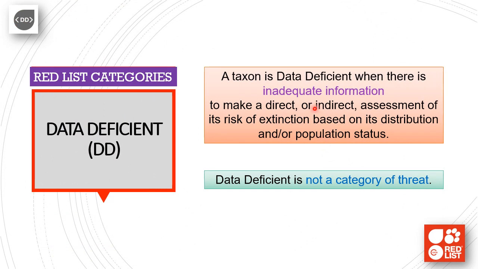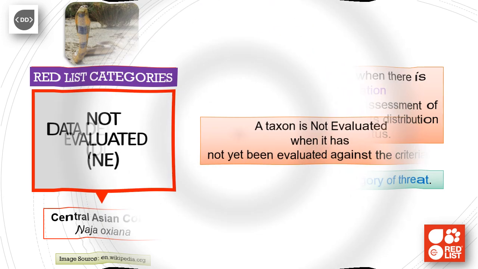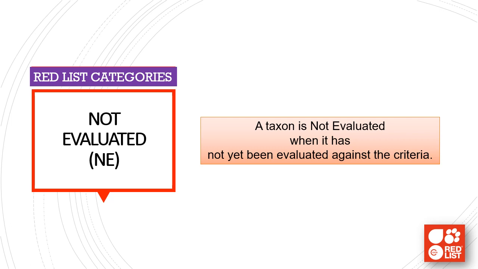Data deficient. A taxon is data deficient when adequate information is not present. So it has not been assessed, it could not be assessed because there was inadequate information and it is not categorized as a category of threat. Example, we have the Central Asian cobra, Naja oxiana, which is data deficient in the sense that assessment could not be made because enough data was not available. Not evaluated, as we had talked earlier, all species from the IUCN viewpoint will fall under two categories: either they have been evaluated or they have not been evaluated.